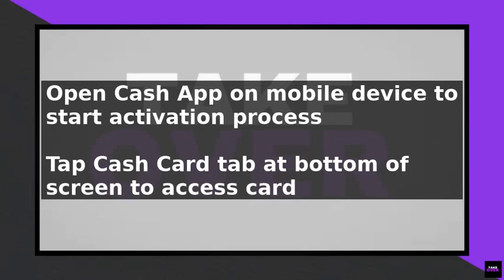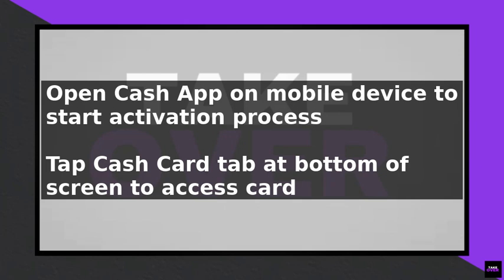To activate your Cash App Cash Card, start by opening the Cash App on your mobile device. Tap on the Cash Card tab at the bottom of the screen. It is represented by a card icon. Next, tap on the image of your Cash Card. Then select Activate Cash Card.